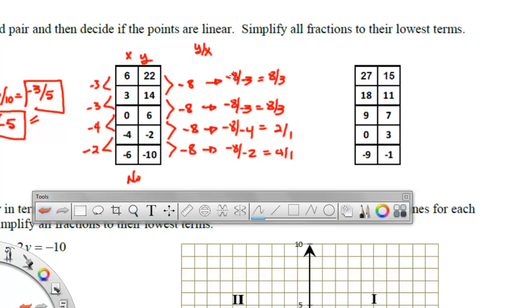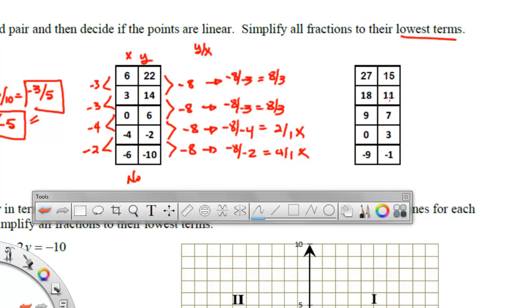And I don't think I marked anybody wrong for not simplifying these, but I would like you to simplify them to their lowest form. That's what it says right there, but I didn't mark it wrong. Okay, so this would have been a no because it fails right here and right here. And again, some of you didn't get credit on these because you didn't give me the slopes. All you showed me was the differences.